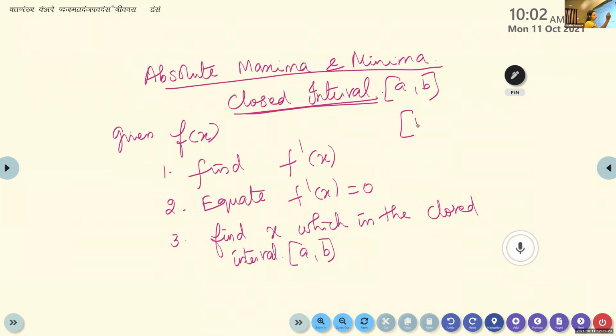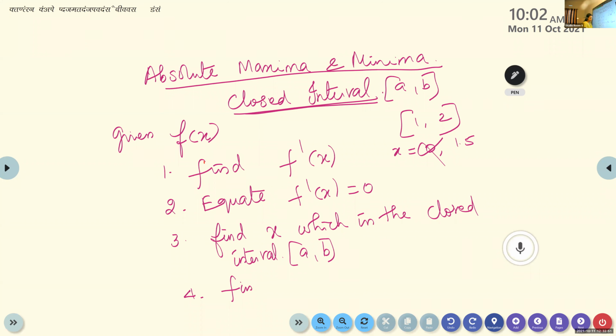For example, suppose we are given 1, 2. When you solve it, the values of x are 0 and 1.5. We can't take x as 0 because 0 is not within the interval 1 to 2. So we can take only those values which lie within the closed interval 1 and 2. Then once you find x, what do you have to do?